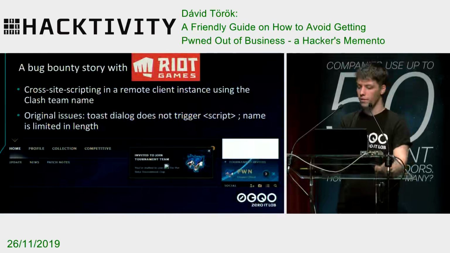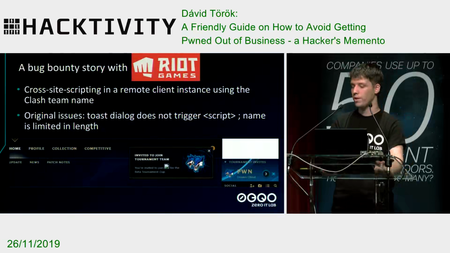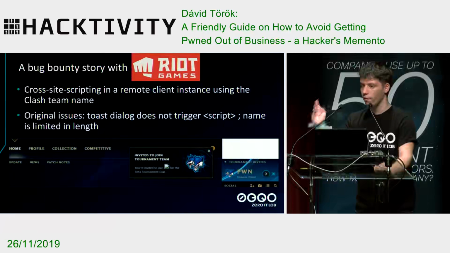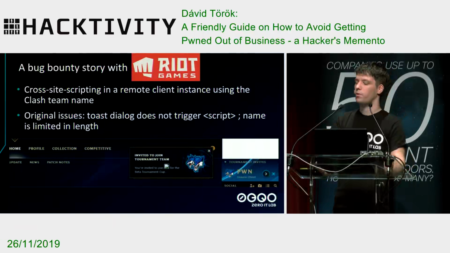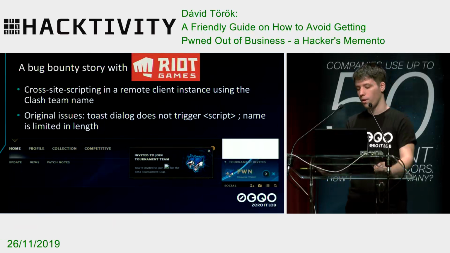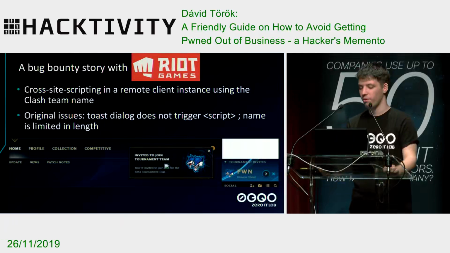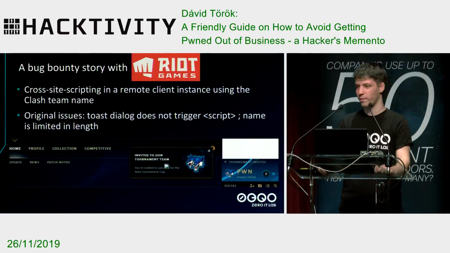The first vulnerability was a traditional cross-site scripting in the client. This was the dialogue that you got if you got invited to one of those Clash teams on League of Legends. One of the very first things we tested was, what if we put HTML code there? And to our surprise, the image tag got rendered. This is the name of the team we made, just a broken image tag, and it showed up in the remote client's dialog. So we knew we were onto something.